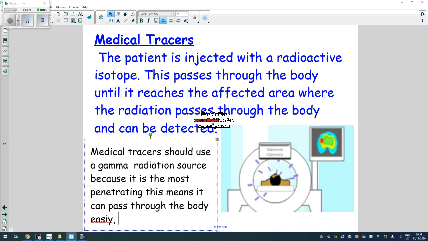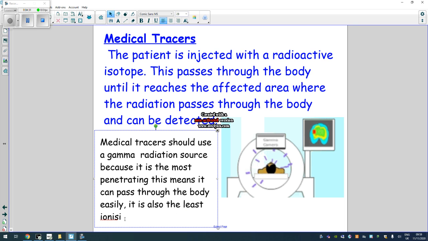Okay, there's another reason though. Also, it is also the least ionizing. So it causes less damage as it goes through.